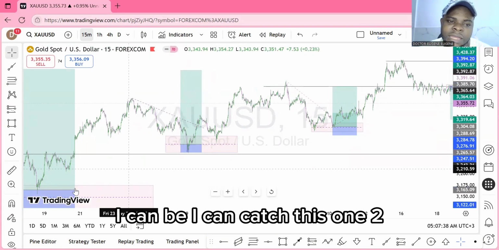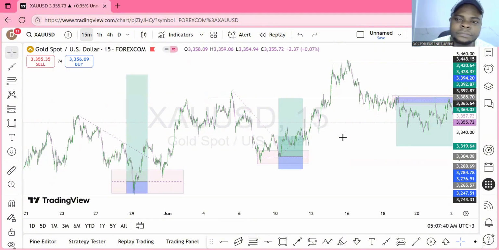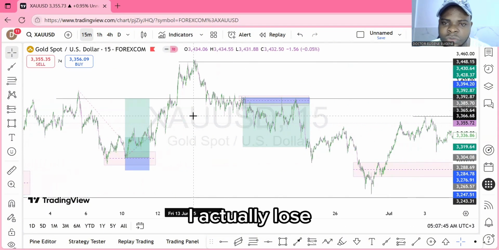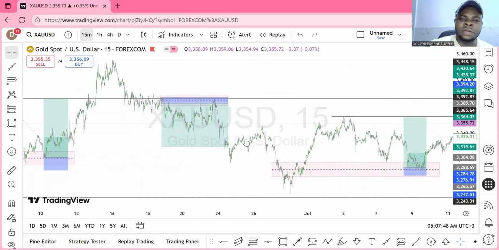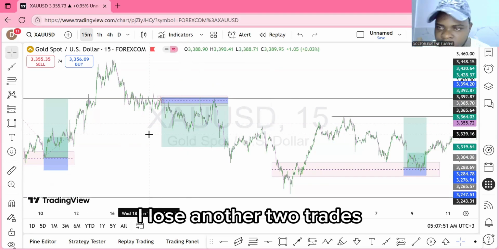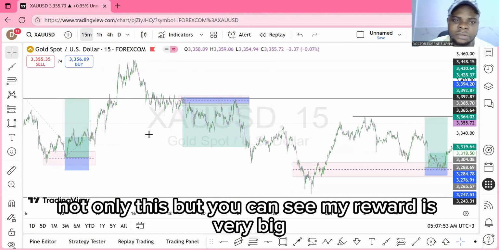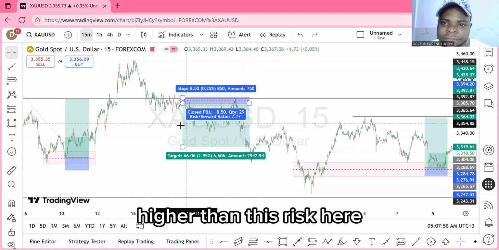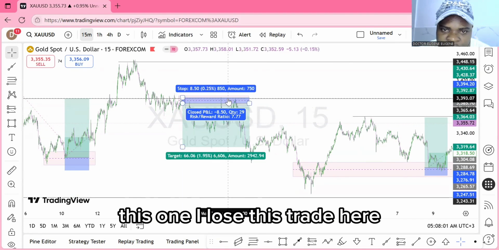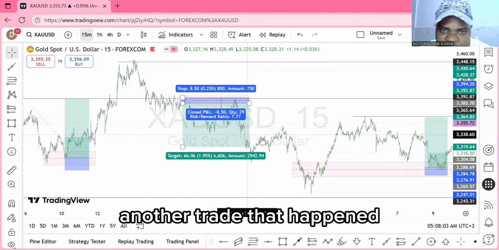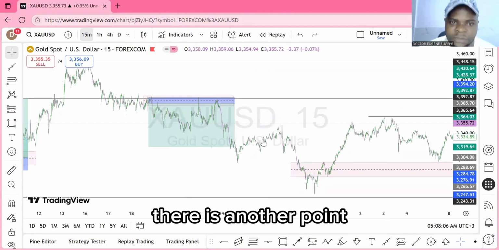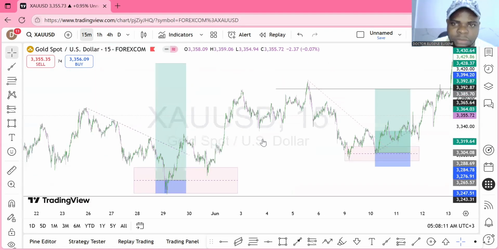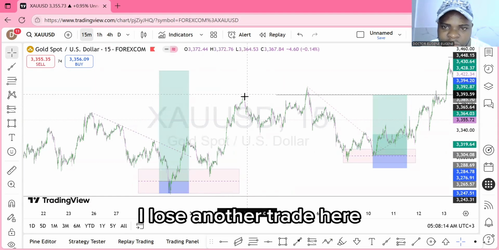I can catch this 1, 2, 3, 4 here. The other trades I took that are not here, I actually lost another trade. Not only this, I lost another 2 trades. But you can see my reward is very big, higher than this risk here. This one, I lost this trade here. Another trade that happened, there is another point I was pointing somewhere around this side. Okay, this is it. I lost another trade here.